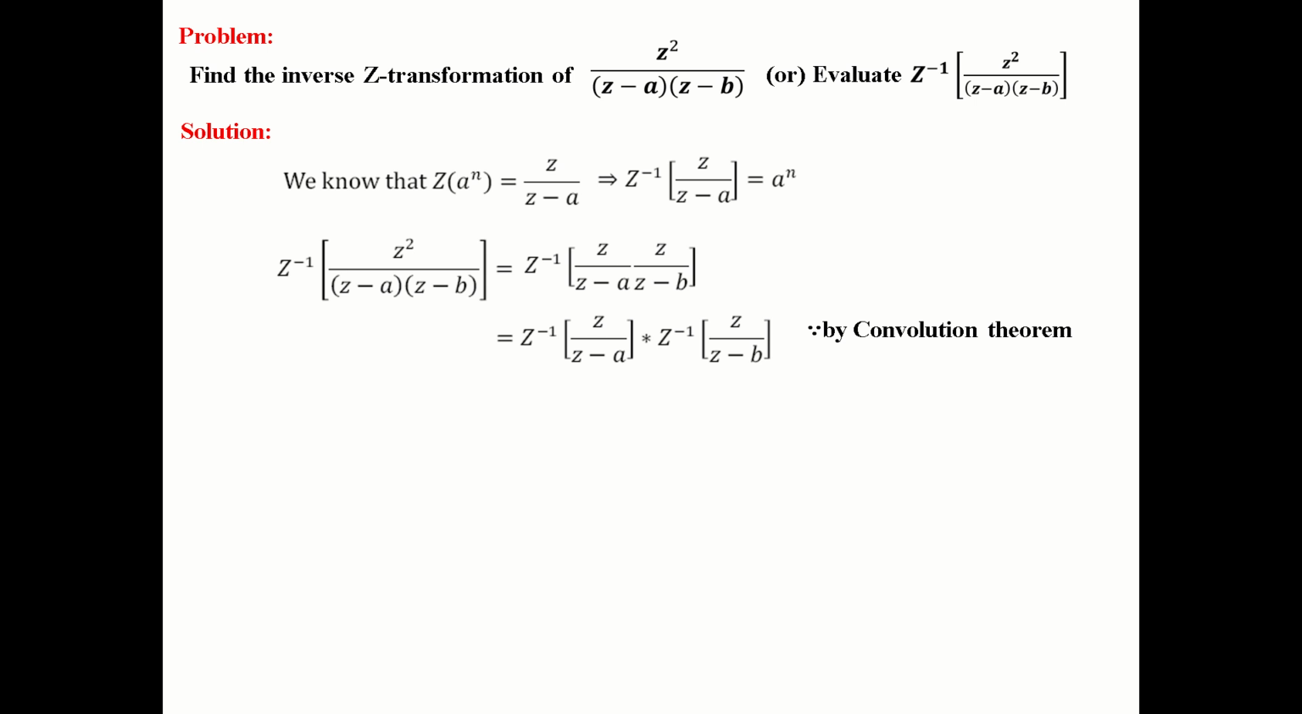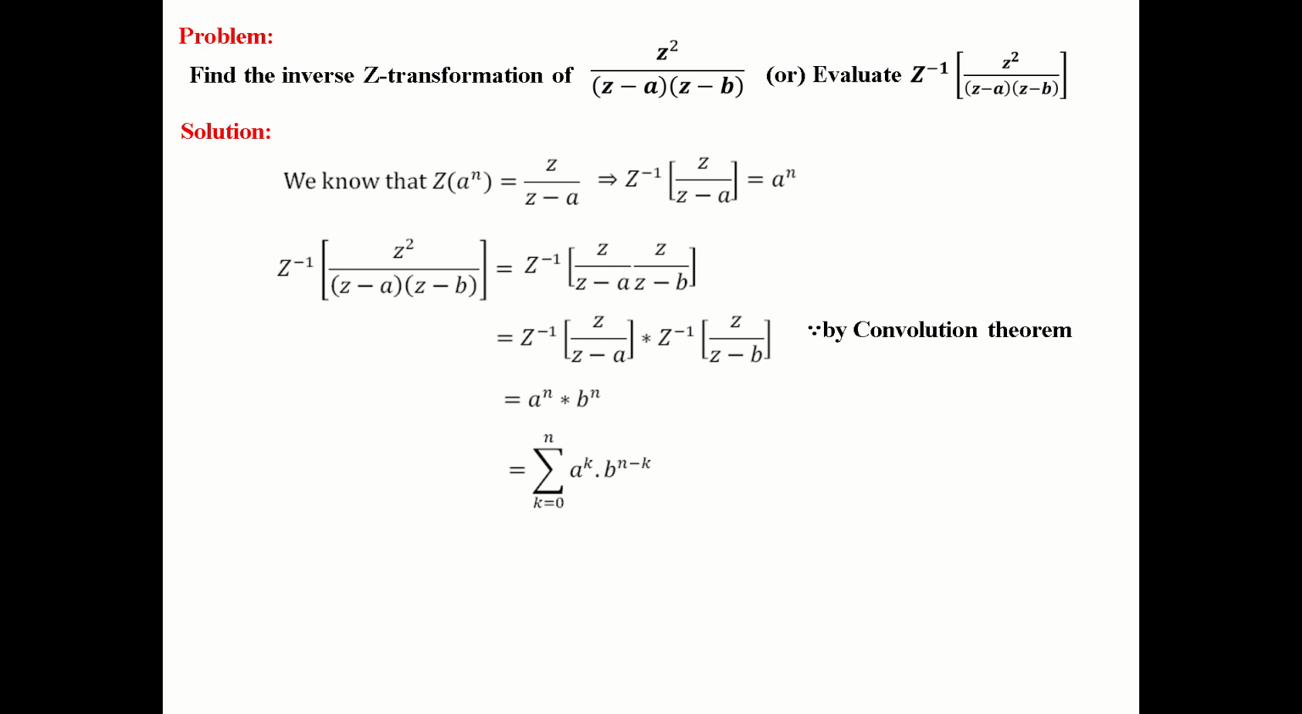We know Z inverse of F of Z into G of Z is equal to Z inverse of F of Z convolution Z inverse of G of Z, from the convolution note there. So Z inverse of Z by (Z minus A) convolution Z inverse of Z by (Z minus B). From the formula, the first term is nothing but A power n convolution B power n. So convolution of A power n and B power n.